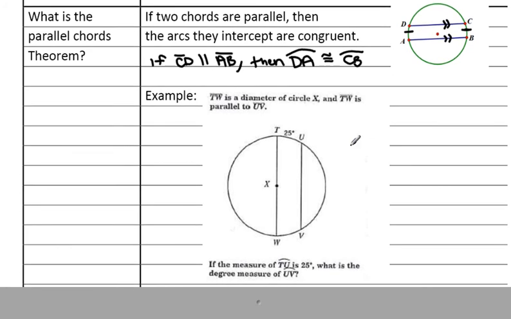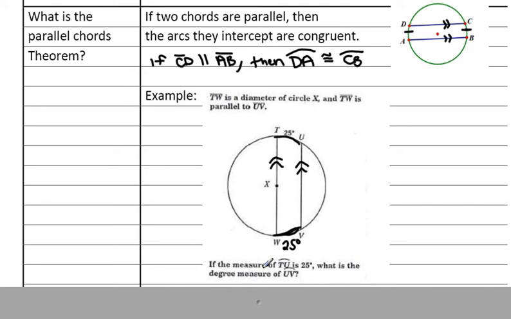Okay, let's go ahead and get this example down. Make sure when you make your two chords, one of them is a diameter, that they appear to be parallel. So it says TW is a diameter of circle X, and TW is also parallel to UV. So automatically, I'm not even going to finish reading the question. I know, based on the fact that these two segments are parallel, I know that these two arcs are congruent. So I can mark this as 25 degrees, and that's the parallel chords theorem.